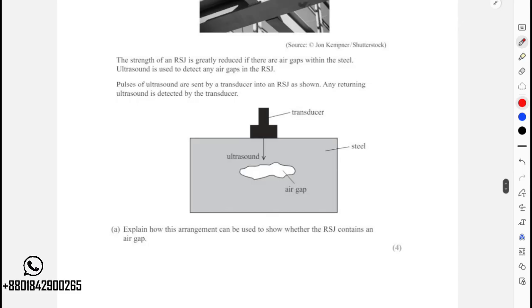And what happens over there, if there is a gap in between them, there will be a change in density again. Steel has a steel density and the gap has an air density.